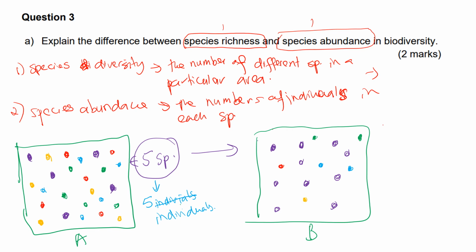So this is what we call species abundance, the number of individuals in each species. Because habitat A has more individuals for each species, habitat A is considered more diverse compared to habitat B.